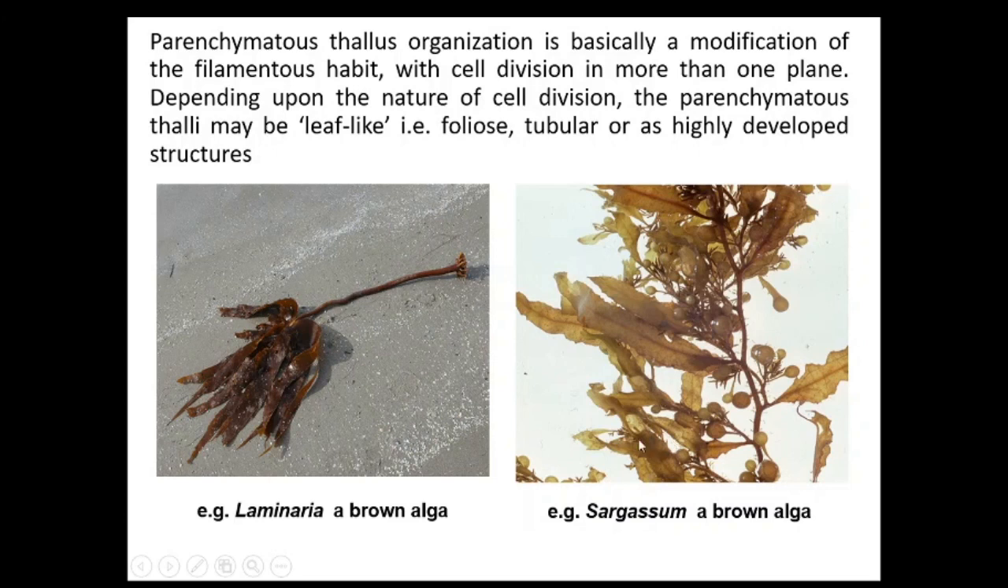The next example of the differentiated parenchymatous thallus is Sargassum, which is also from the brown algae. Sargassum also shows stem-like and leaf-like parts. These roundish vesicles are the air bladders. Here also all of the parts, that is stem and leaves, are composed of only one type of tissue, that is parenchyma. So in parenchymatous forms, we have seen four examples. First is Ulva, from the green algae, then Chondrus, from the red algae, then Laminaria and Sargassum, both from the brown algae.